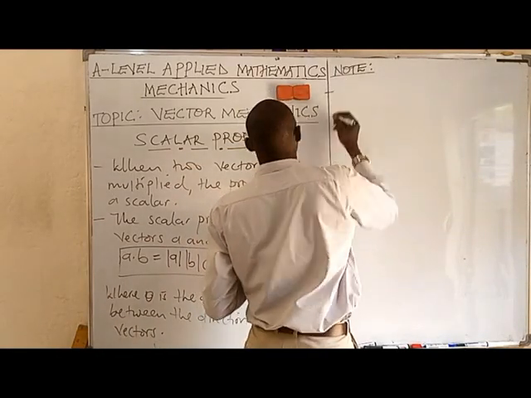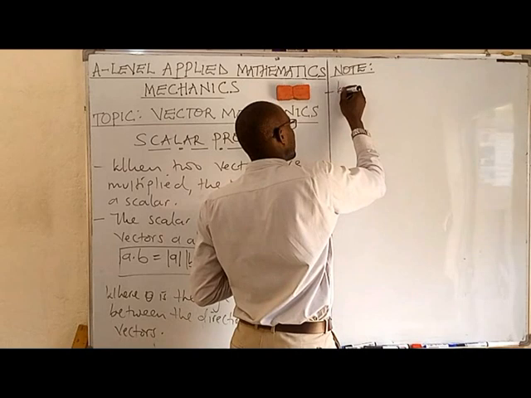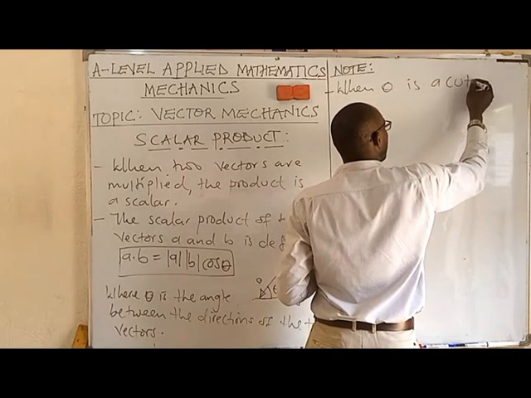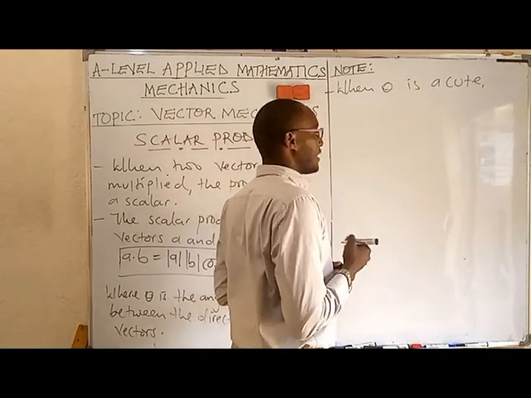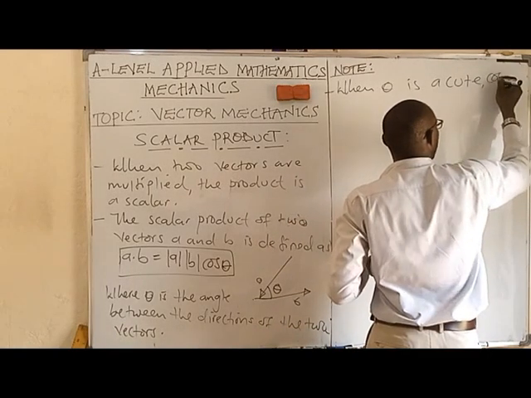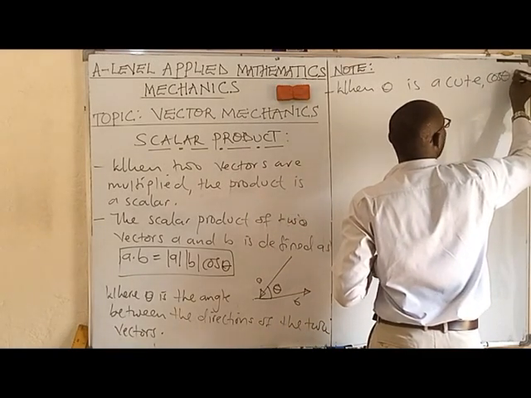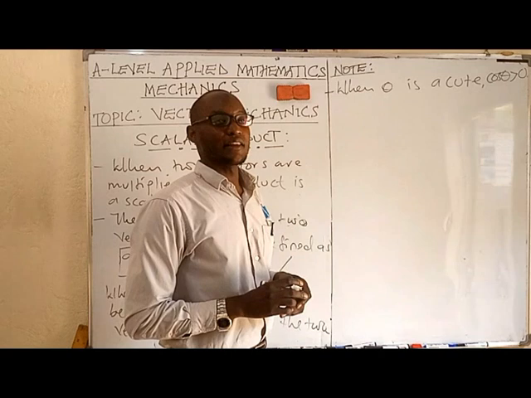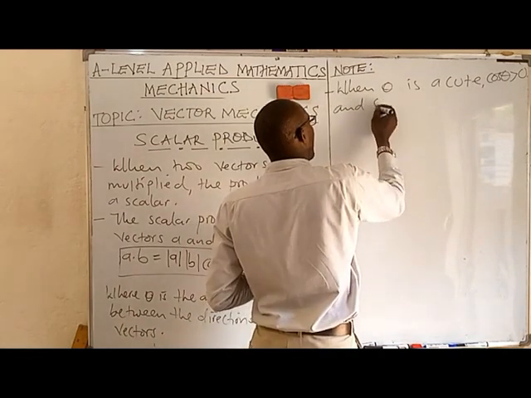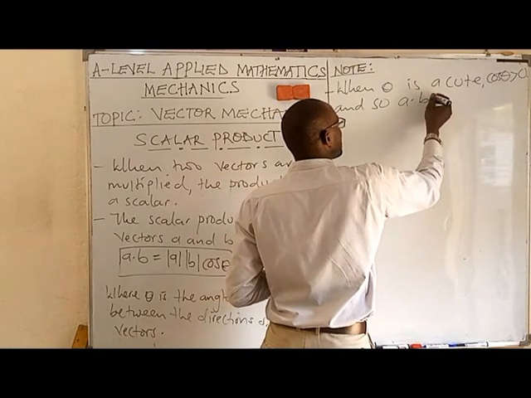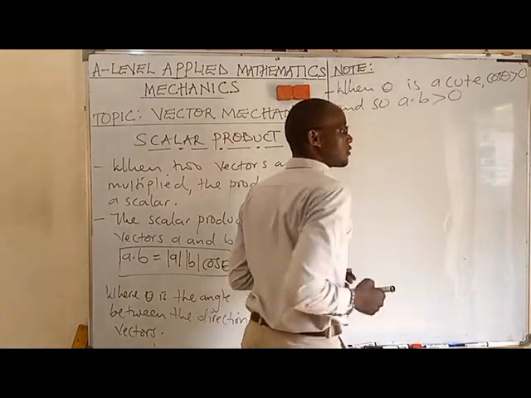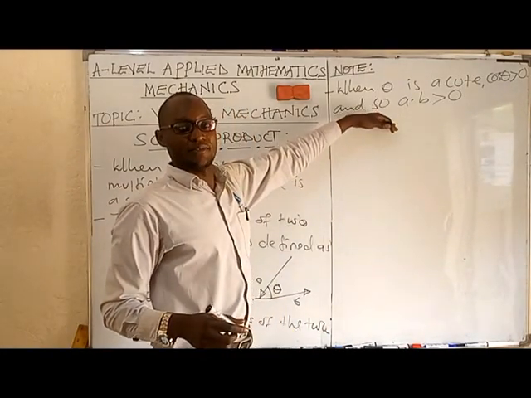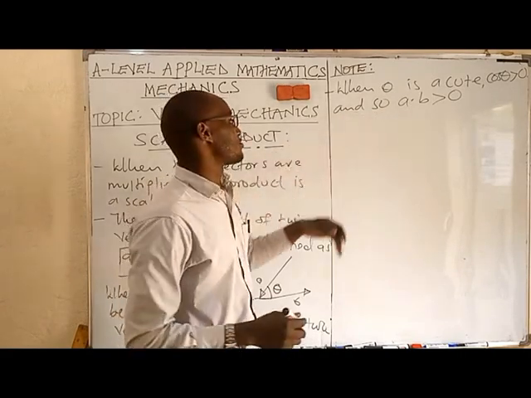Among the facts on this scalar product, when theta is acute, meaning that it is less than 90, then the cosine of theta will be greater than 0, and so A dot B is also greater than 0. That is very true. It is going to be a note here. You need to note that.